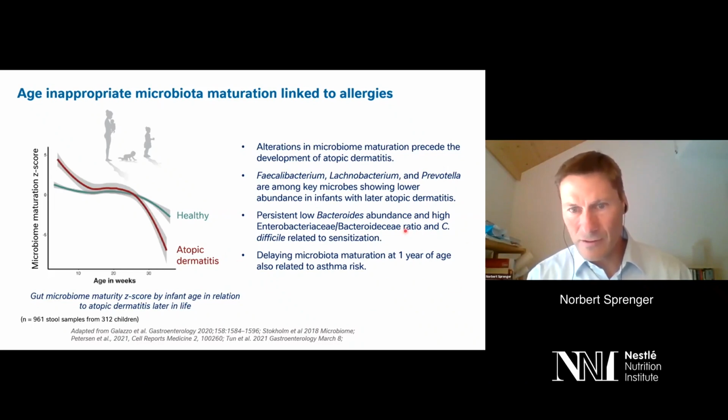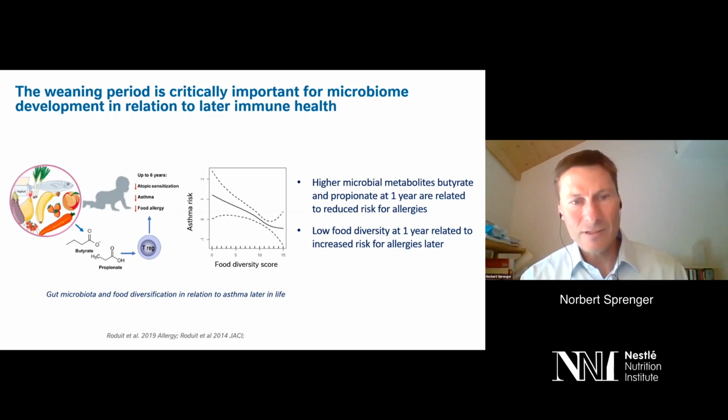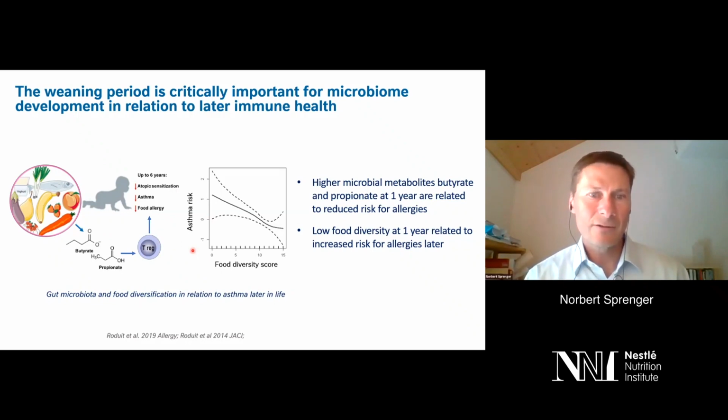And this is also illustrated in previous studies where a delay in the microbiota maturation at 1 year of age is related to asthma risk. Now in this study here, we come a little bit more to the nutrition part, and this will link to the next talk that you will hear. This is the nutritional diversification that was associated with the risk for asthma. And this is very interesting because this goes together also with diversification of the microbiota that was shown to be driven also by food diversification. So there is a nice link between nutrition, microbiota, and later health outcomes in immune competence development.